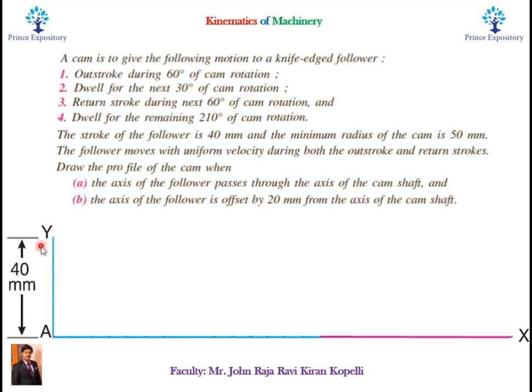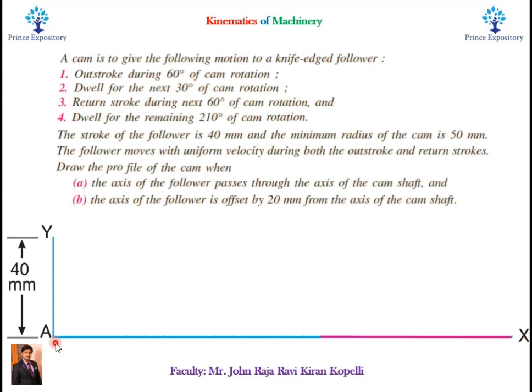And then a horizontal line is drawn connecting the bottom of this stroke of the follower. The reason being, we need to indicate all the strokes at different cam rotation. And we divide this outstroke, dwell, return, and finally dwell on this diagram with the help of the angles of the cam rotation.